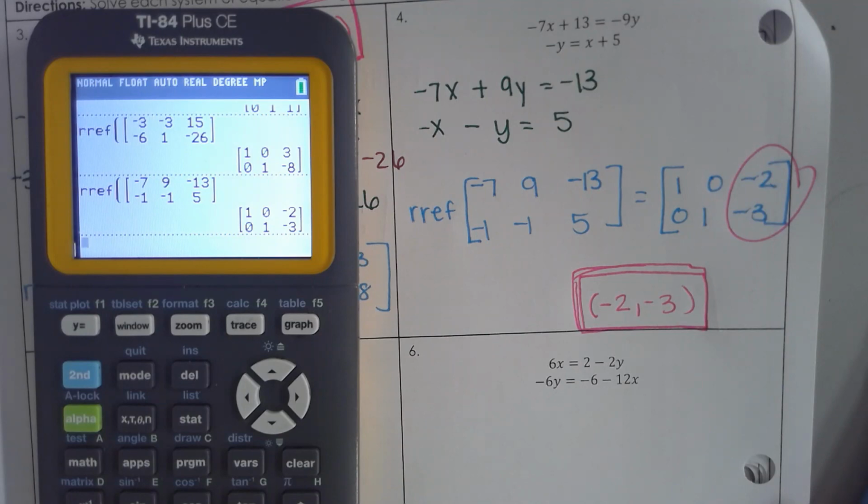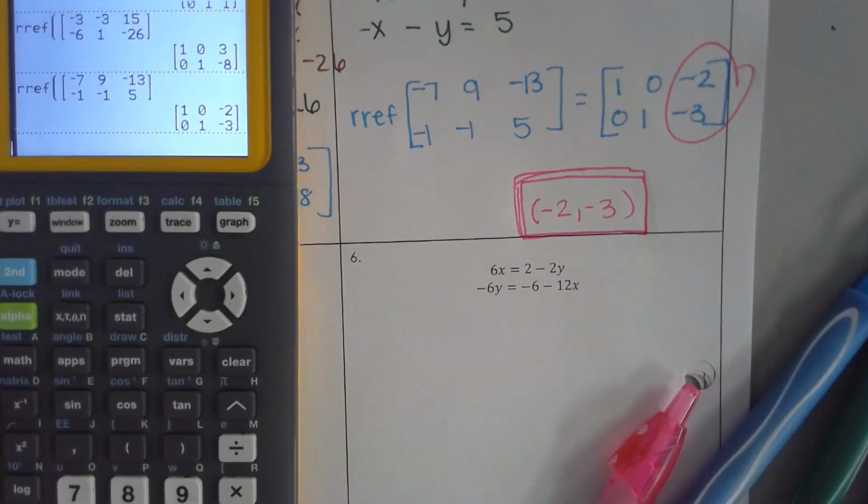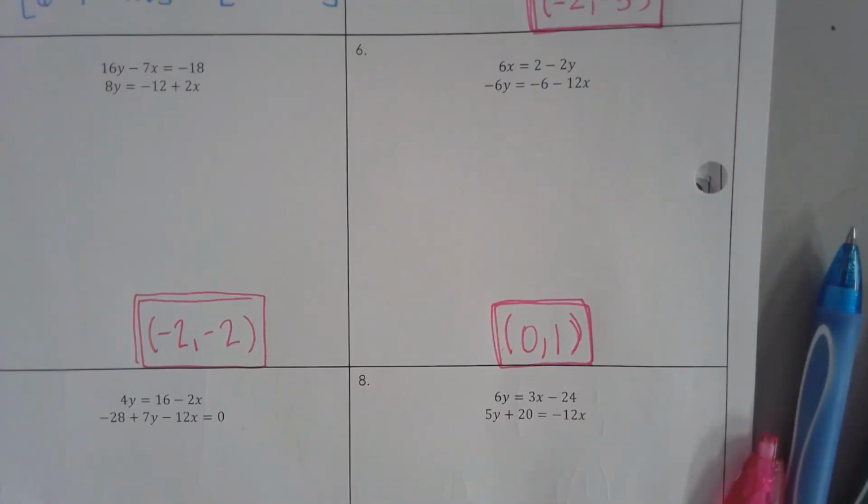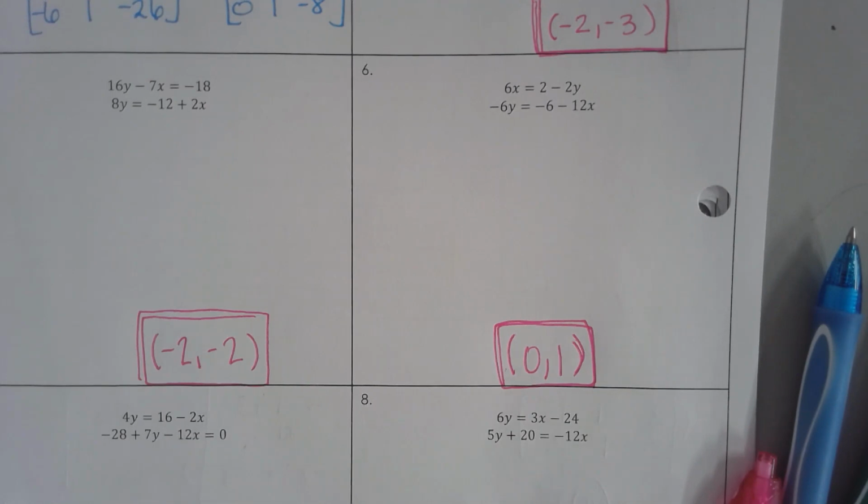I want you to try 5 and 6 on your own. Alright, number 5, you should get the answer -2, -2. And number 6, the answer is 0, 1. Does anybody need me to check your work?